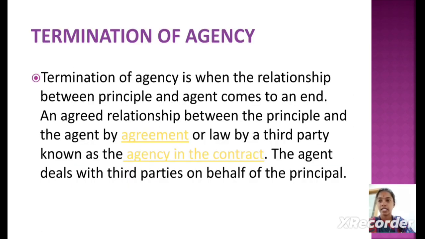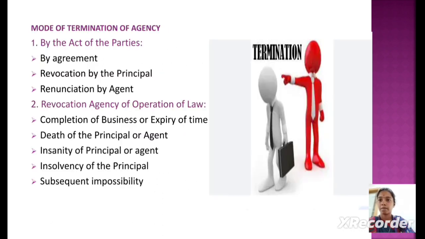Termination of agency. Termination of agency is when the relationship between principal and agent comes to an end. An agreed relationship between the principal and the agent, by agreement or law, with a third party, is known as agency in the contract. The agent deals with third parties on behalf of the principal.